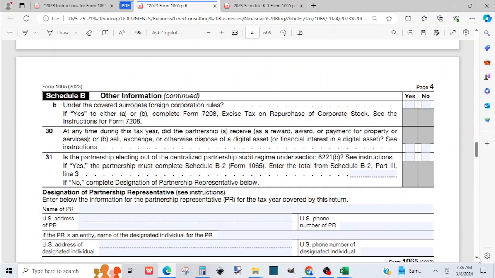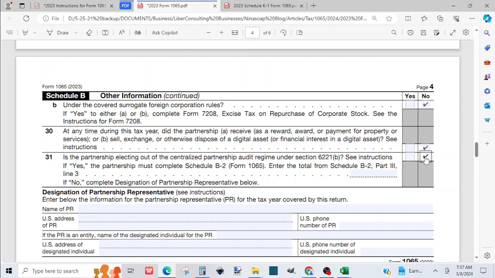Schedule B continued. Under the covered surrogate foreign corporation rule? No. At any time during the tax year, did the partnership receive or award payment for property sold, exchanged, or otherwise disposed of in a digital asset or financial interest in digital assets? Well, you might want to read about that. I'm going to say no. Is the partnership electing out of the centralized partnership audit? No.